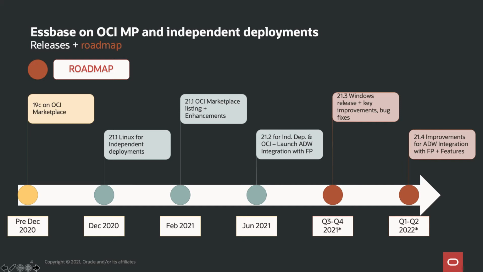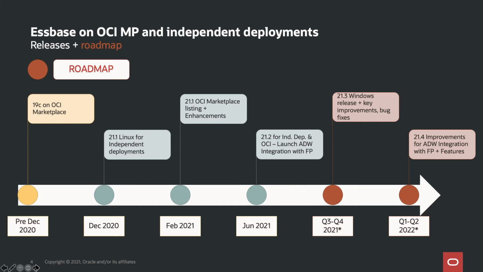However, the major release for Essbase, specifically for our on-prem customers, which we call independent deployments, released in December 2020 for Linux. This was a major upgrade since a long time for our on-prem customers. We also released in February 2021 the version 21C on our OCI Marketplace offering. This version included a lot of enhancements, a lot of requirements that our customers had asked for based on their OCI 19C usage. So all of those enhancements were included in 21C.